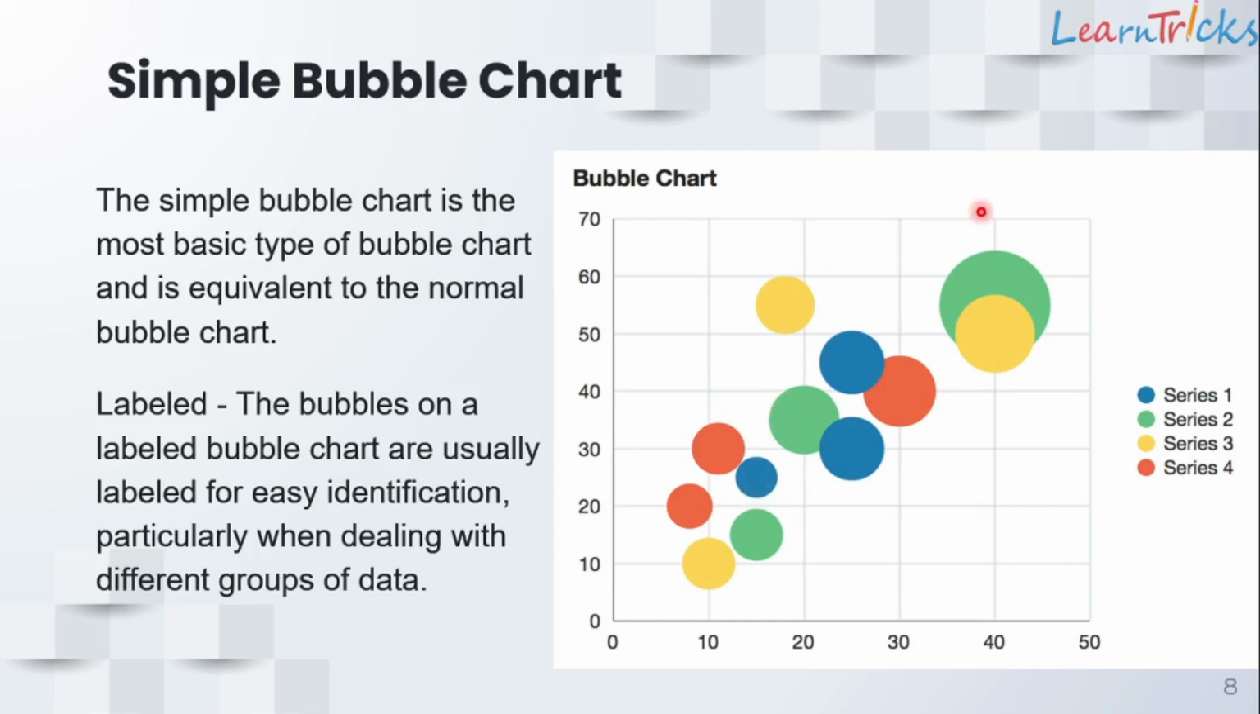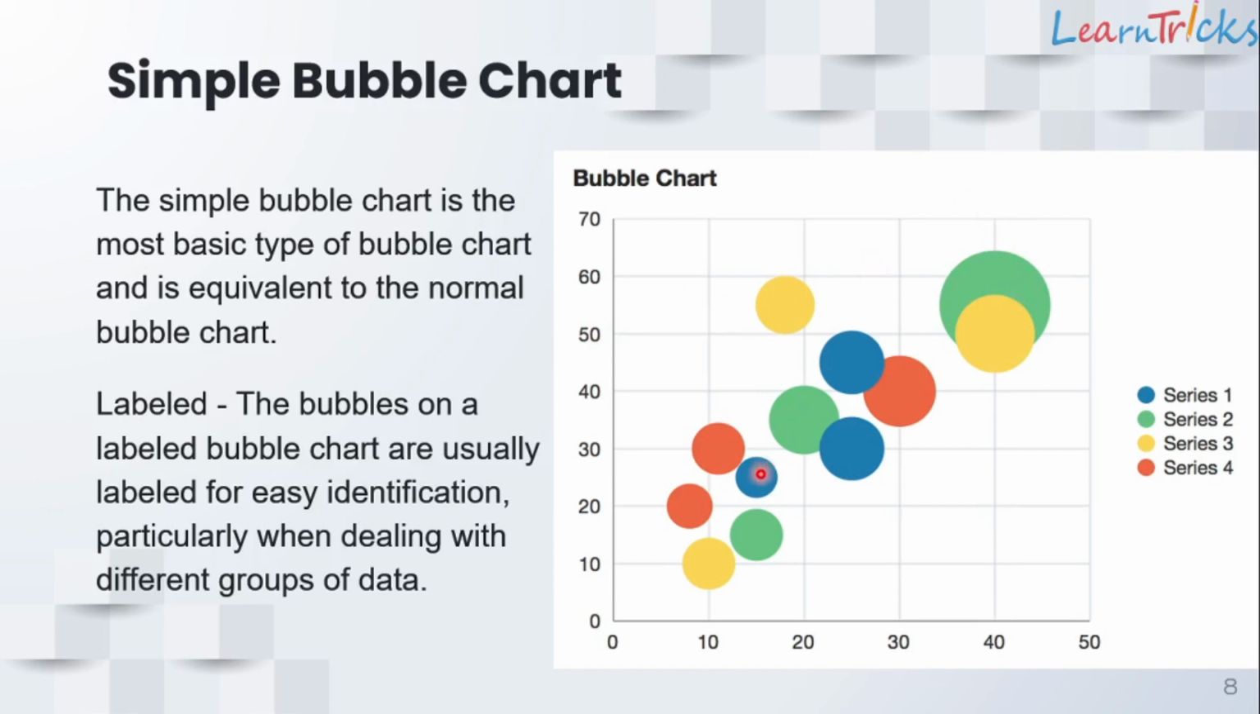But this highest one, that is the series 2, which has an x value of 40 on the x-axis and a y value of nearly 55, has the higher volume as compared to this, right?